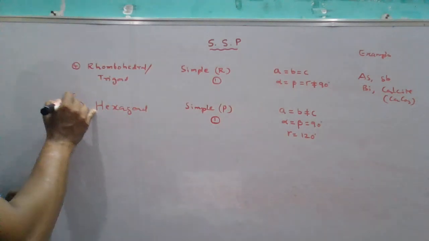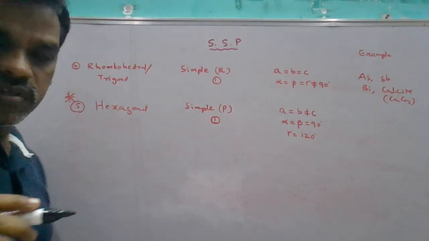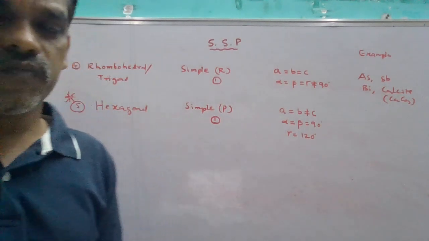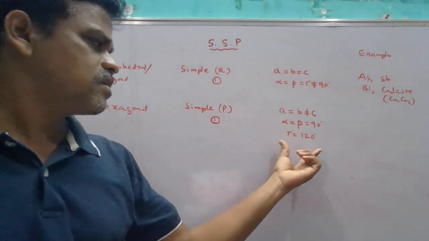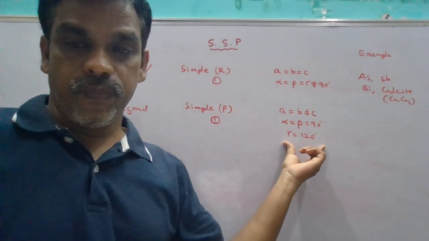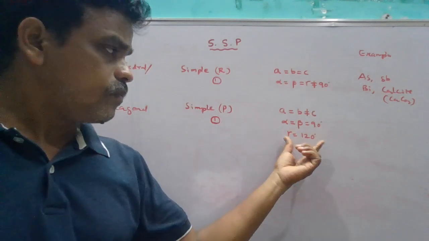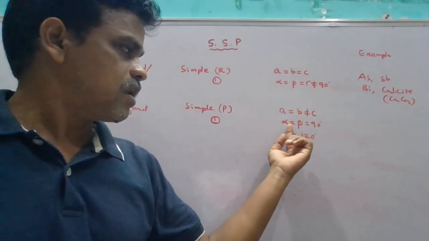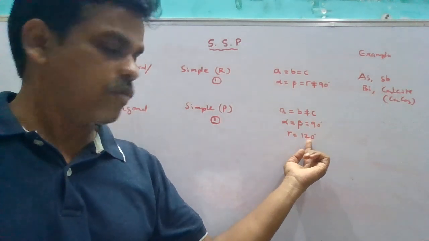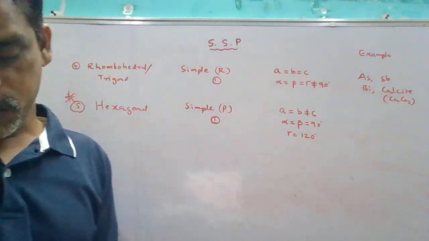This is very important for all physics entrances. What about hexagonal unit cell characteristics? Number of times this question has been asked. A equal to B not equal to C, alpha beta equal to 90, gamma equal to 120 degree.